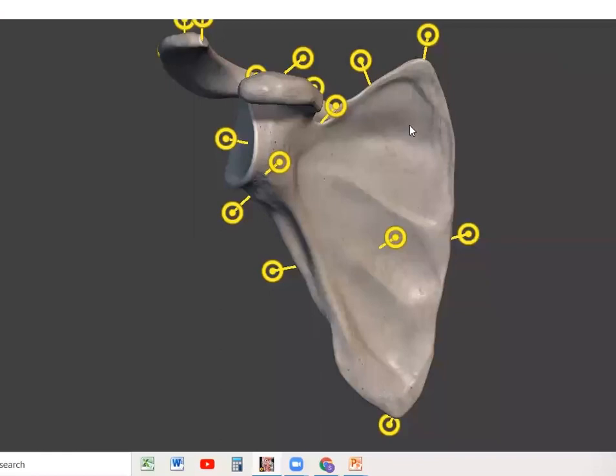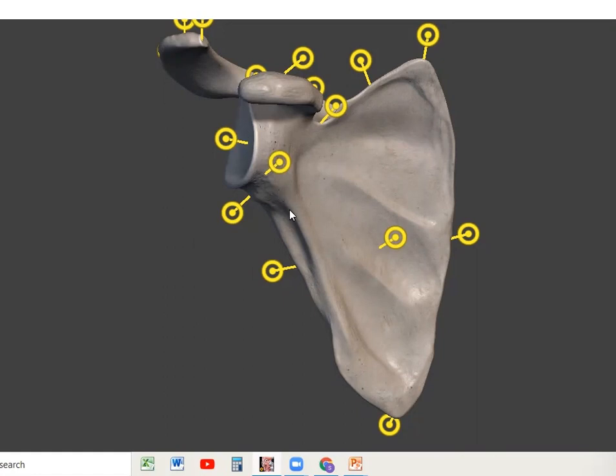Today we will see the anatomy of the scapula bone, otherwise called the shoulder blade. First we will see the side determination of this bone. There is the large lateral angle, which bears the large glenoid cavity. This is the first one, side determination.